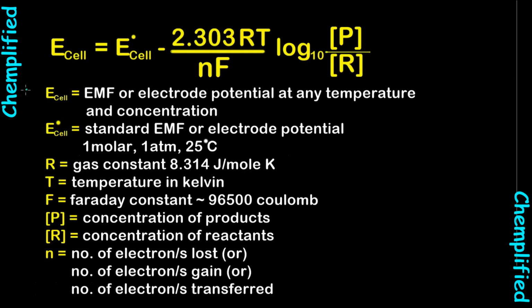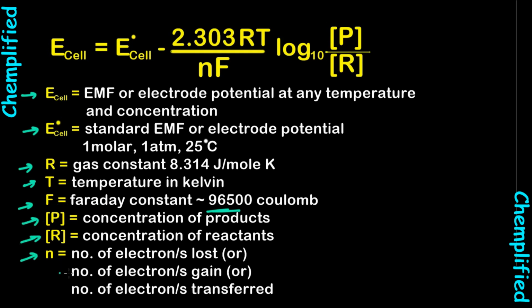All these terms and their notations are given below. You can read them. E cell represents electrode potential at any temperature and concentration. E naught cell represents electrode potential at 1 atmospheric pressure, 25 degrees Celsius, and concentration should be 1 molar. R is gas constant, T is temperature, F is Faraday's constant whose value is about 96500 coulomb. P and R represent the concentration of products and reactants.